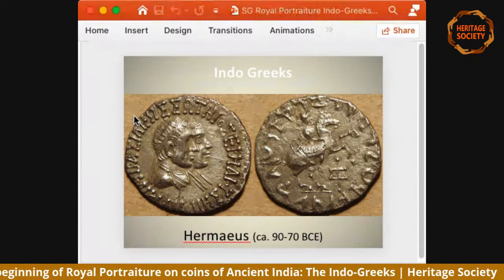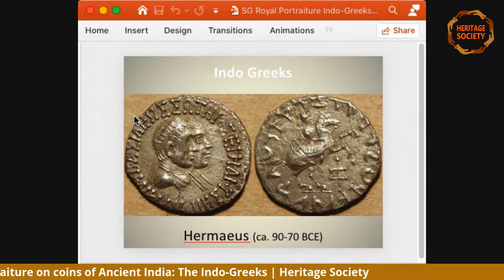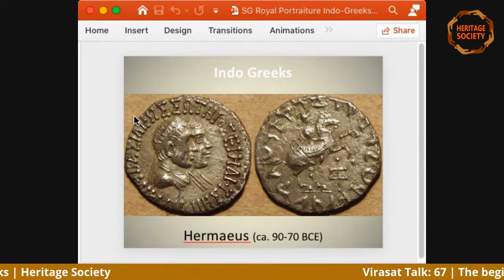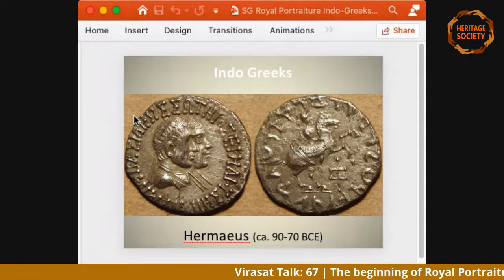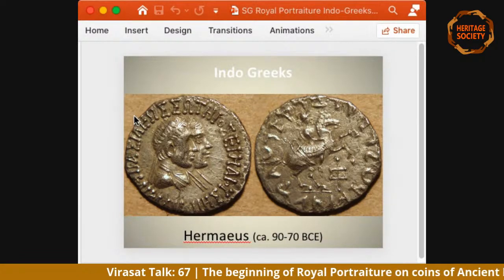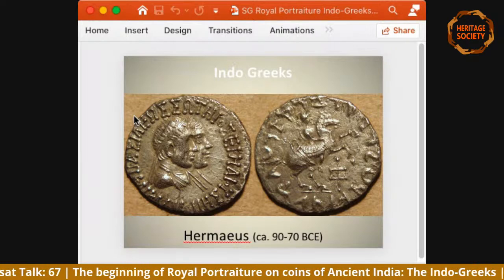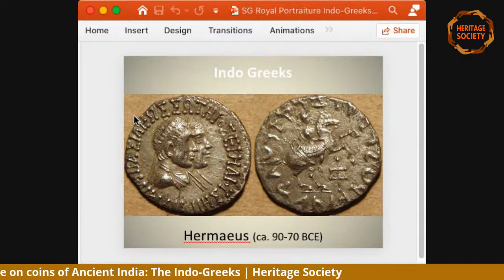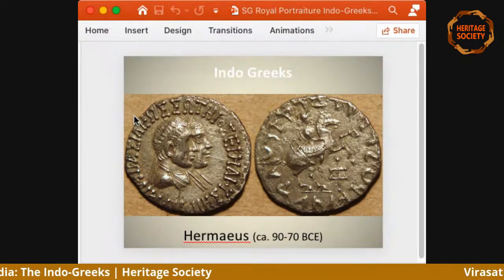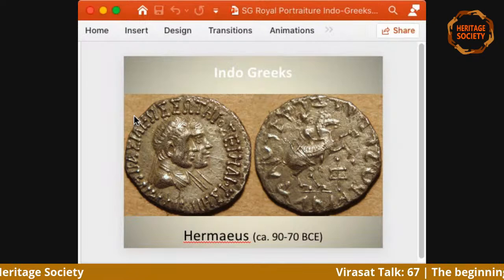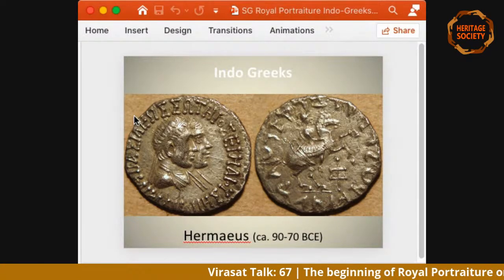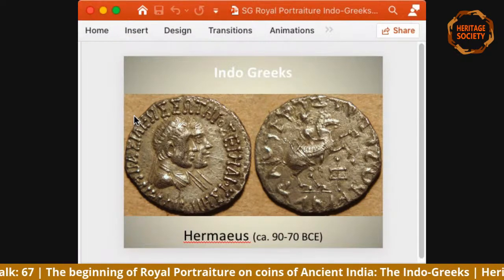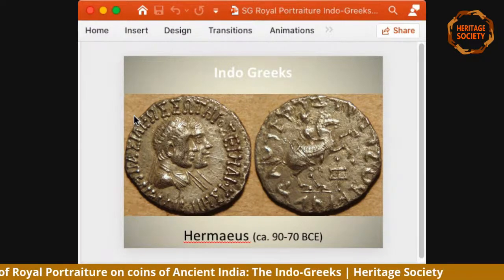And one may ask, what was the need for depicting the queen when the portrait of the king is already there? So one suggestion which has been put forward by historians of this subject is that maybe the king Hermaios was himself not of royal descent, while Calliope, the queen, was. So that's why, just as a sign of legitimacy, he showed the queen along with his own portraiture. What is the fact, we really do not know for sure.